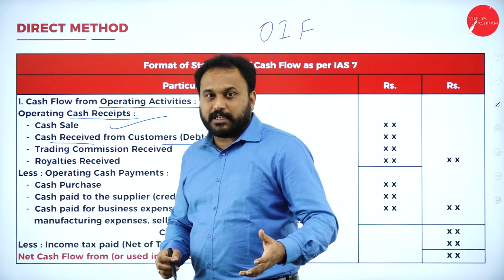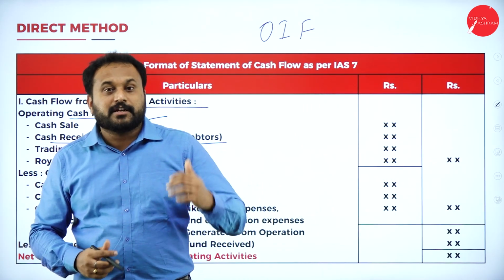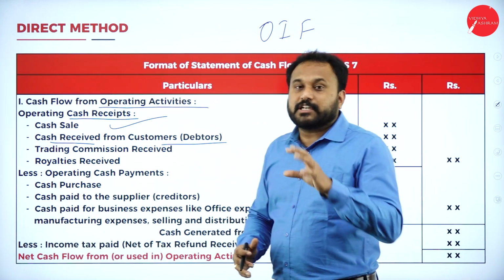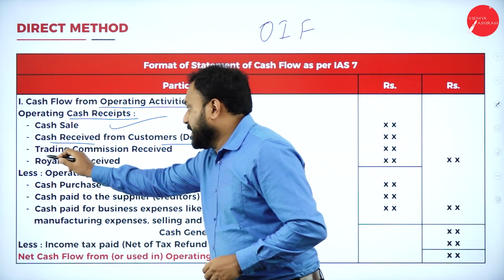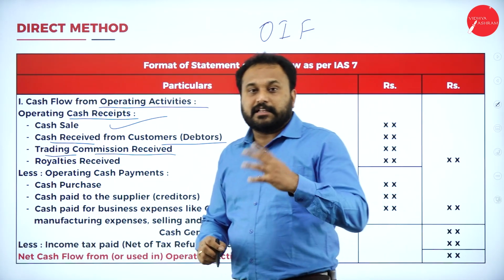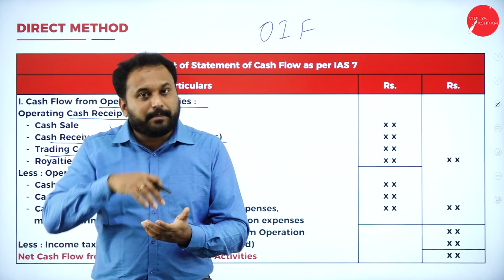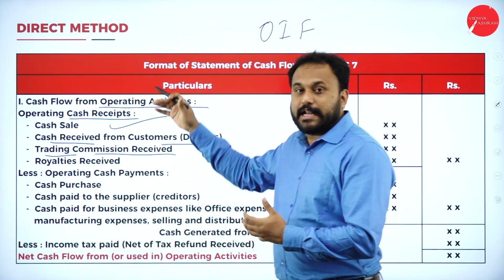Now you have sold something, and the customers will give you the money. You are getting the money. That is the cash received from the customers. Next is trading commission received. Now you have done that and you have received a commission for it. So where will you go? The operating format only.